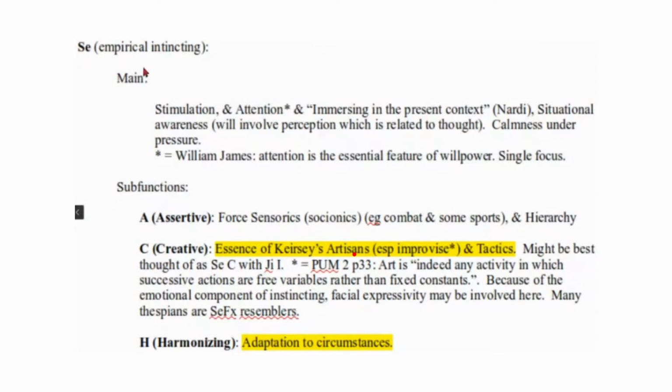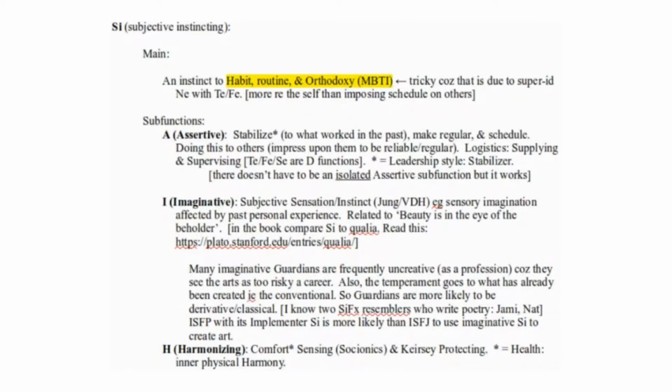Okay, because of the emotional component of instincting, facial expressivity may be involved. Thespians. I feel like I should know what that means. Is it like a... I'm going to look it up. Some kind of salesman or kind of actor, or just look it up. Come on, thespian. No, drama and theatre, an actor. Okay, that makes sense. Yeah, got it. Okay, SI. Let's move on. I don't know how long this is, but let's keep going.